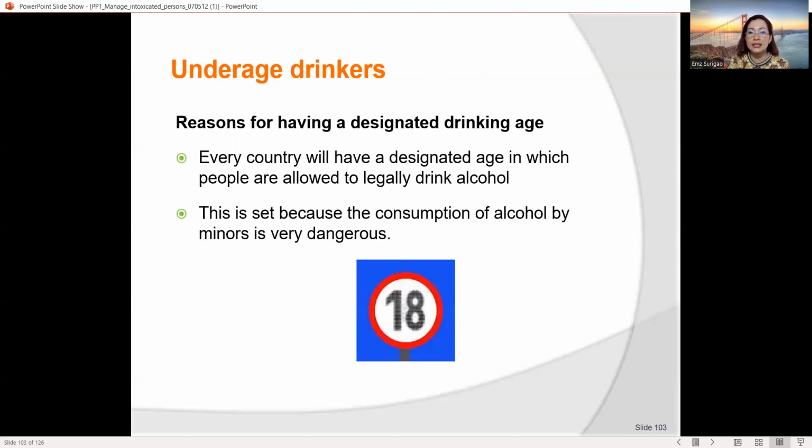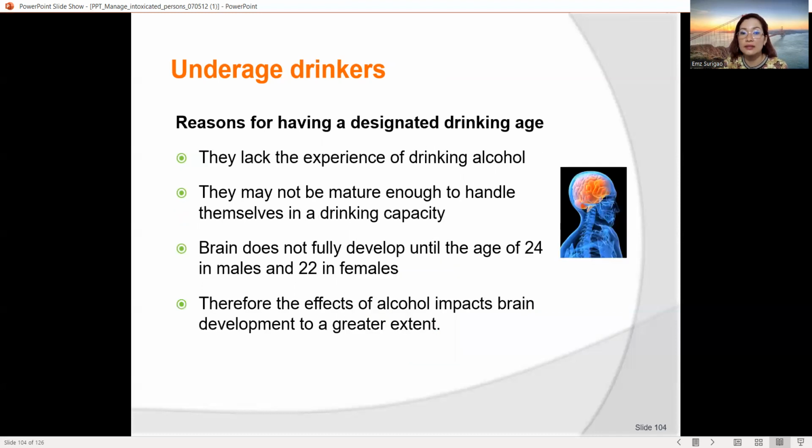Reasons for having a designated drinking age. Every country has a designated age at which people are allowed to legally drink alcohol. This is set because the consumption of alcohol by minors is very dangerous. Their liver has just developed. So there should be a control, or the establishment should have rules and regulations for not accepting underage drinkers, or if they allow it, minors should be accompanied by their parents, or there should be rules for that.